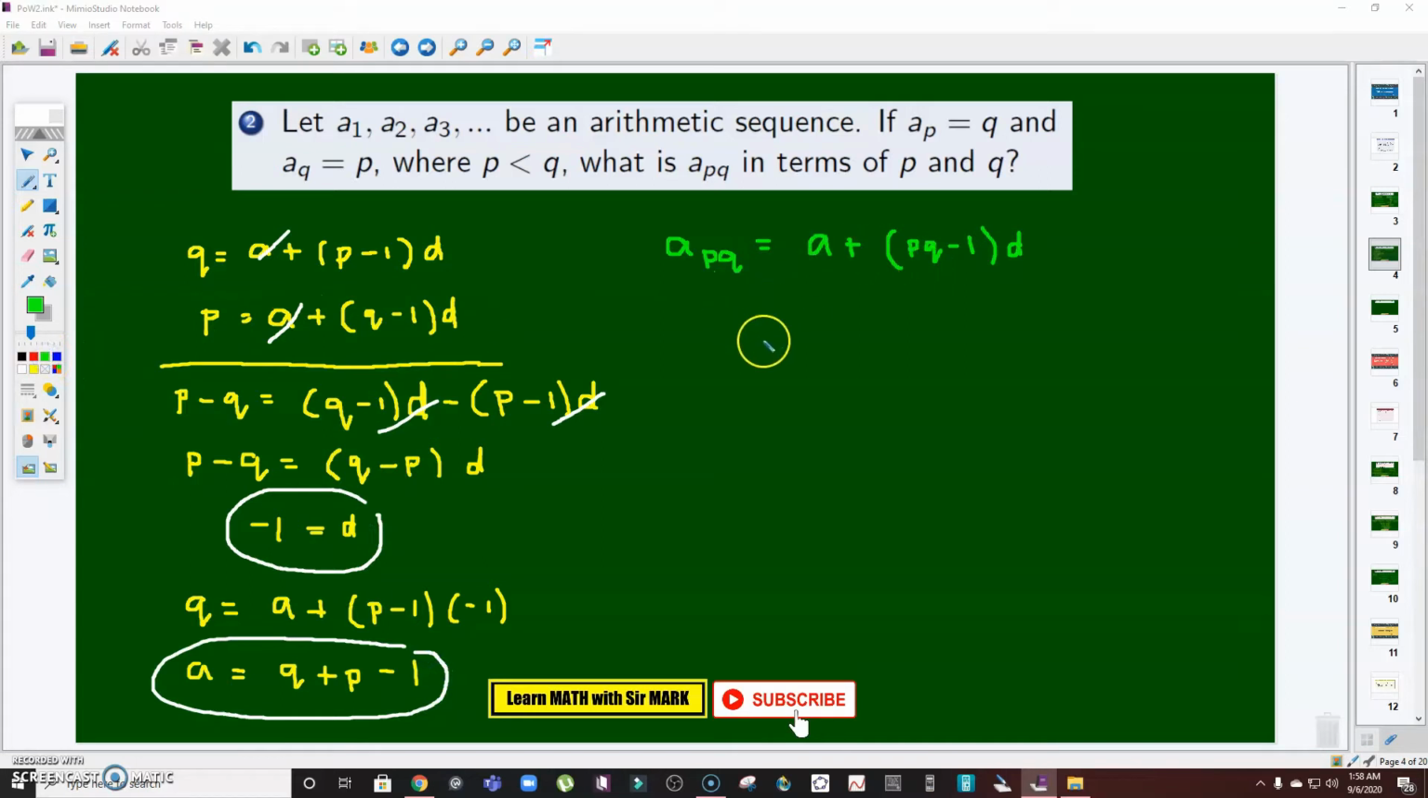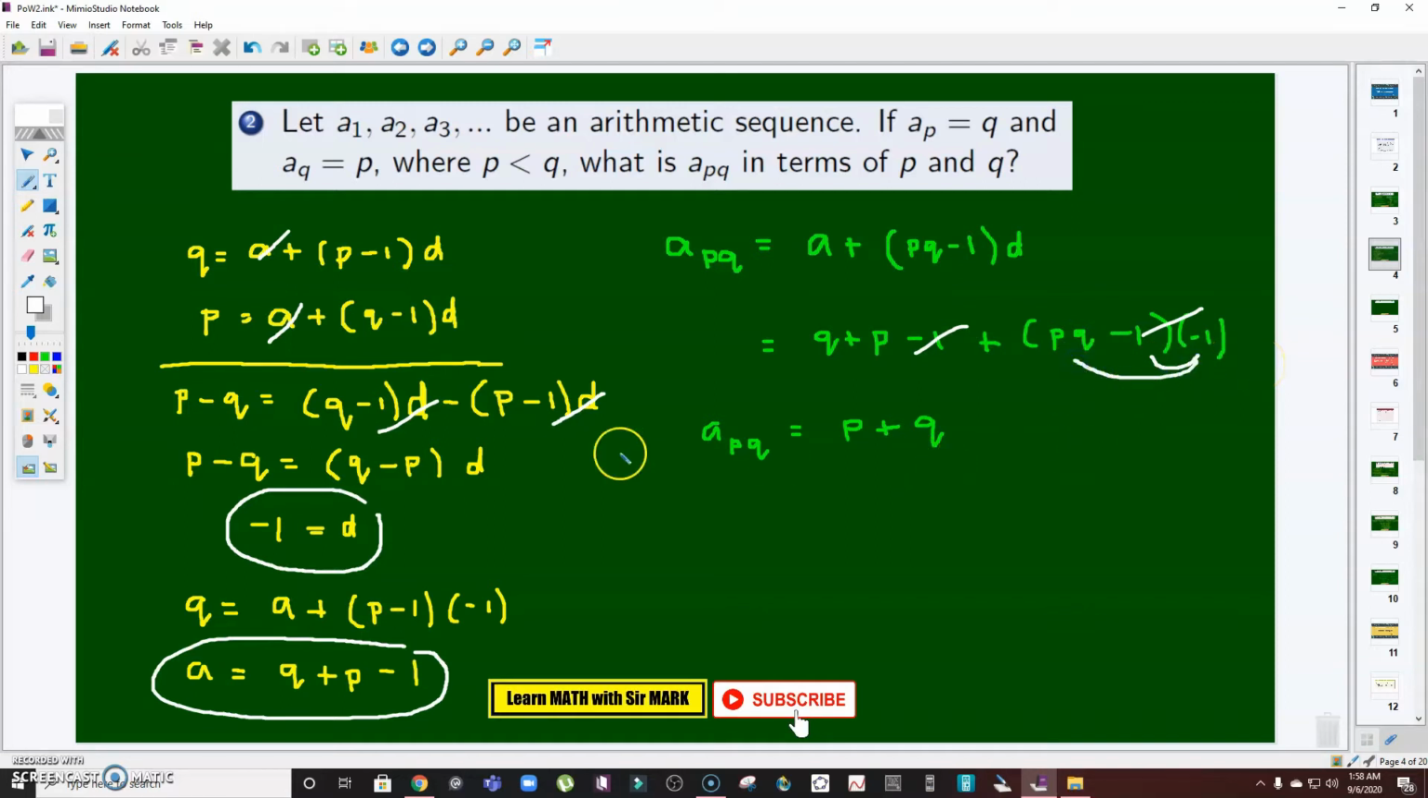From here, we can get the answer. Take note, we're after the value of a sub pq in terms of p and q only. So in this case, we're going to replace a by this one: q plus p minus 1, plus pq minus 1 times negative 1. Therefore, a sub pq is just equal to p plus q. Take note, distributing the negative 1, this one will become positive 1, and you have a minus 1 there, so they will cancel. Then distributing negative 1 here also, we're going to have p plus q minus pq. See that? There you go.